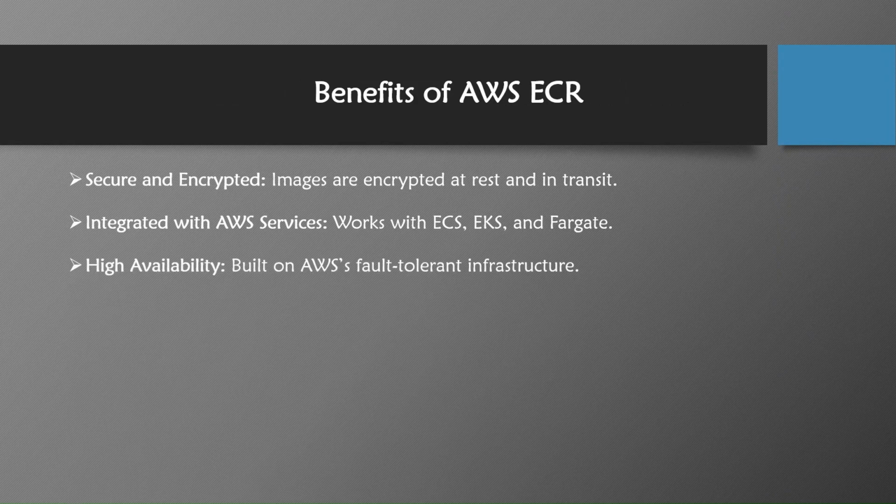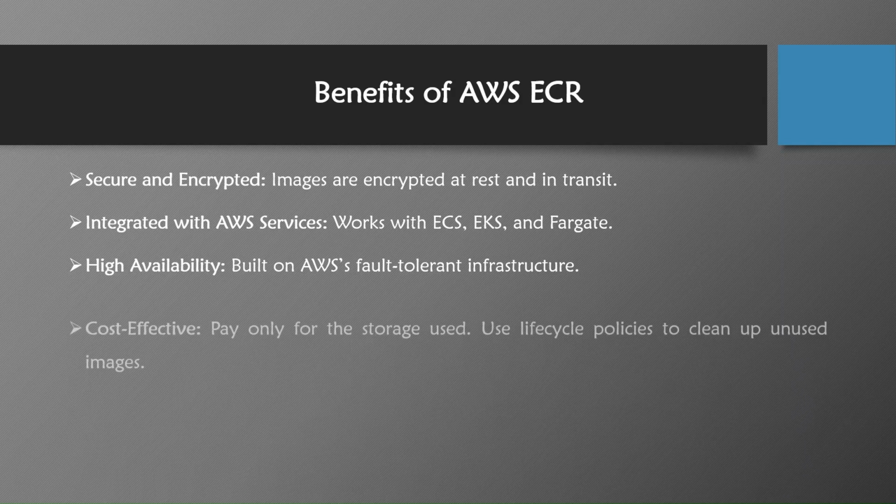And the next benefit we have is high availability. Built on AWS fault-tolerant infrastructure, ensuring minimal downtime, and it also supports cross-region replication, making images available across multiple regions. So it also ensures global accessibility to container images, improving deployment speed and reliability.